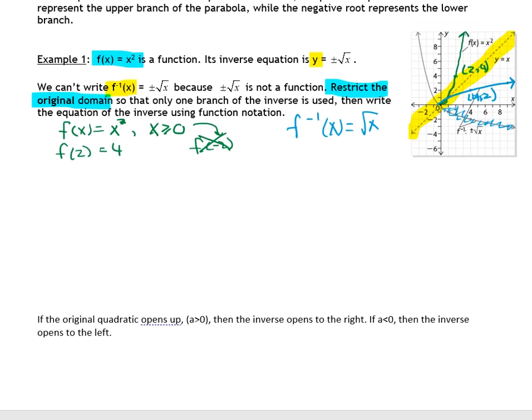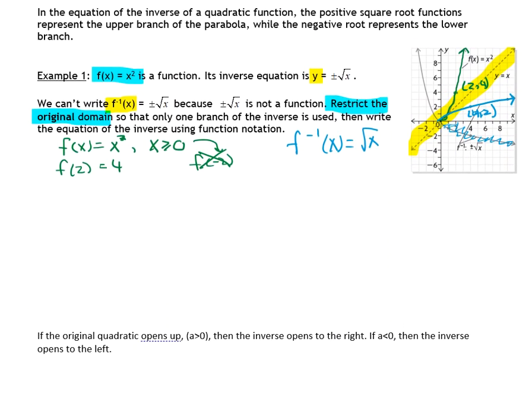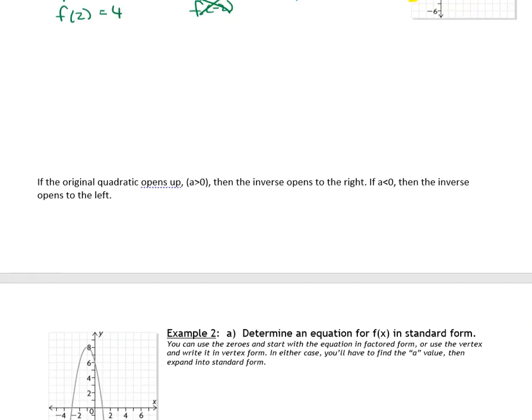So one important thing to remember when you're taking parabolas and writing their inverse: if the original quadratic opens up, like this one here, your a value is greater than 0, and it opens up, it means your inverse is going to open to the right. If your a value is negative, then my inverse would open to the left.